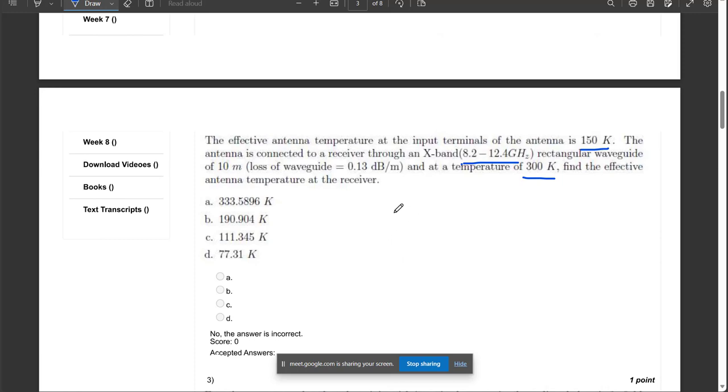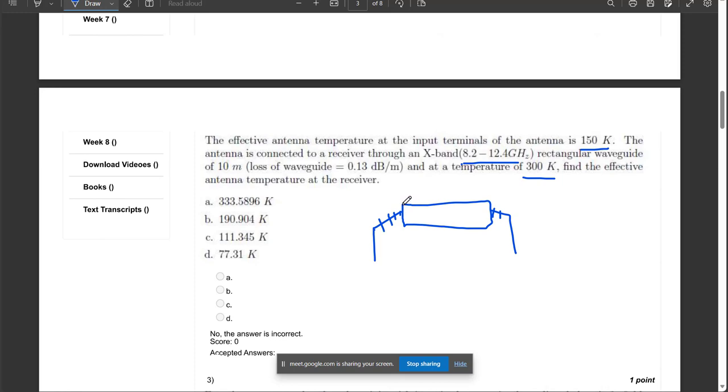So here one antenna is given. Let's say this is a Yagi Uda antenna. One antenna is connected to a receiver, some receiver. Let's make it a Yagi Uda antenna only. It is connected to a receiver through a 10-meter rectangular waveguide.